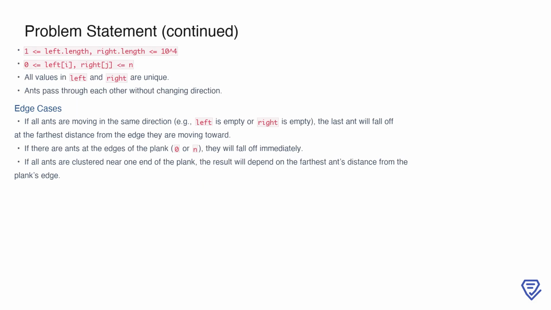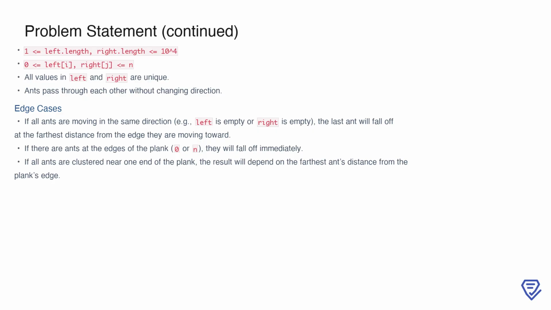Finally, let's discuss some constraints and edge cases. The input guarantees that all values in the left and right arrays are unique, and the length of these arrays can be up to 10,000. Importantly, ants pass through each other without changing direction, which simplifies the problem to focusing on the farthest distances they need to travel. In edge cases, if all ants are moving in one direction, the answer will simply be the time taken by the farthest ant to fall off.